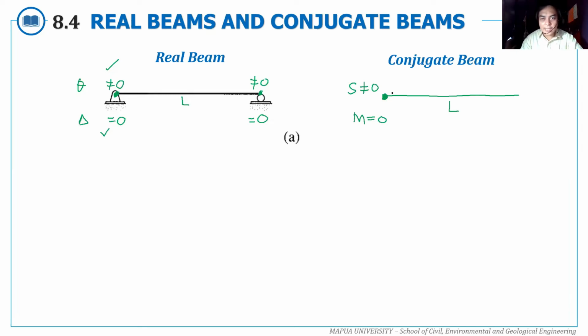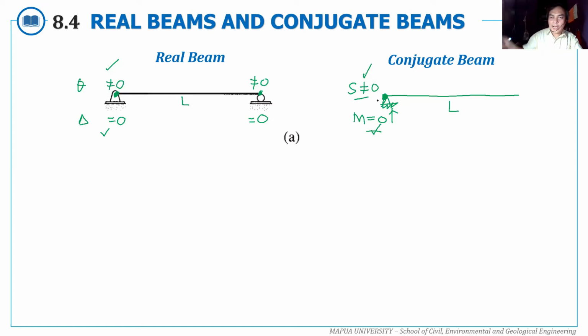Oh, anong klaseng joint dapat meron dito para na kung saan ang moment daw doon 0, tapos ang shear daw doon ay hindi 0. So anong klaseng support 'yon? Hindi ba that would be a hinge din? Kasi ang hinge, 'di ba, mayroon siyang reaction. Yung reaction na yan, that will correspond to the shear. So non-zero siya. Pero ang moment at that point would be 0. Okay? So that would be the conjugate equivalent of the left support.